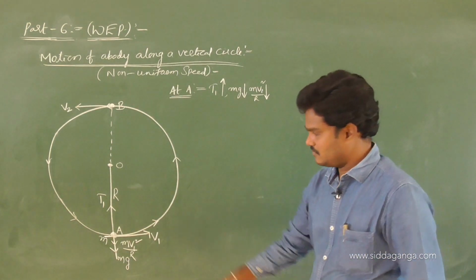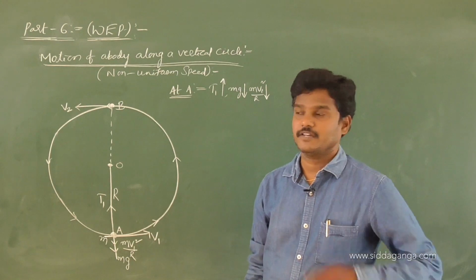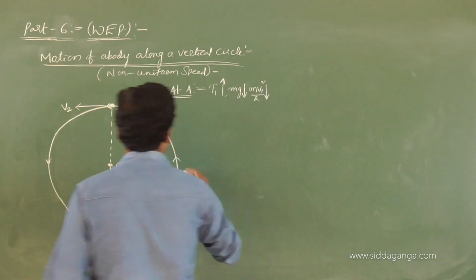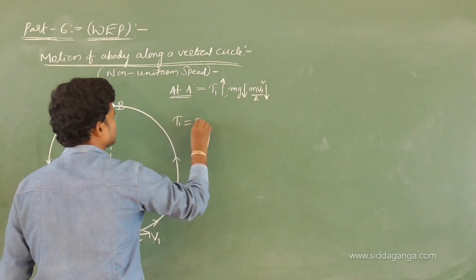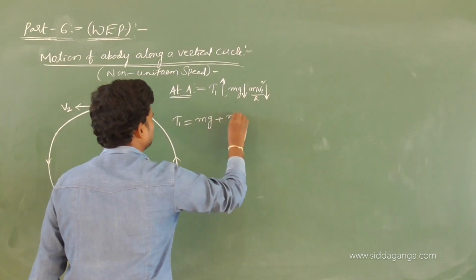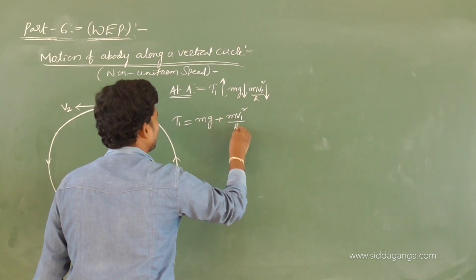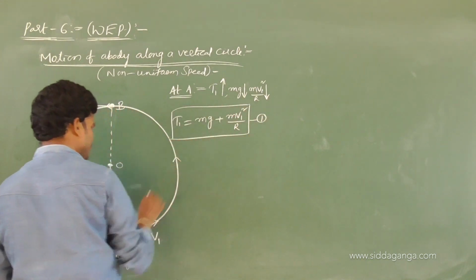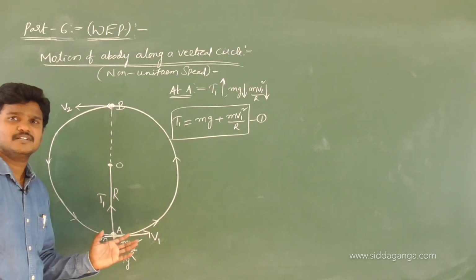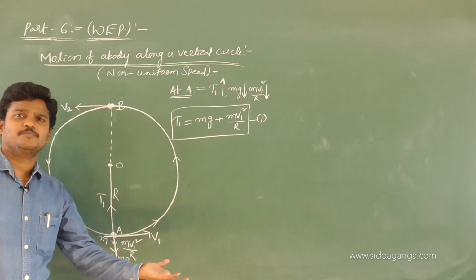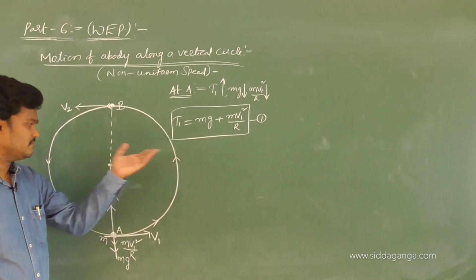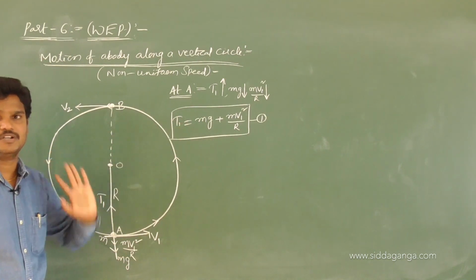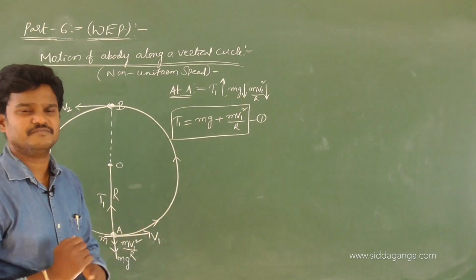Tension is upward from A; mg and m v1 square by r are downwards. Therefore, just balance it. The upward force equals the downward force: T1 = mg + m v1 square by r. Keep this as equation 1. So this is the tension at the lowest point. In a problem, if the given speed of the body at the lowest point is something like 5 meters per second and the radius is 1 meter, we can find the tension in the string by using this formula. This is very basic.